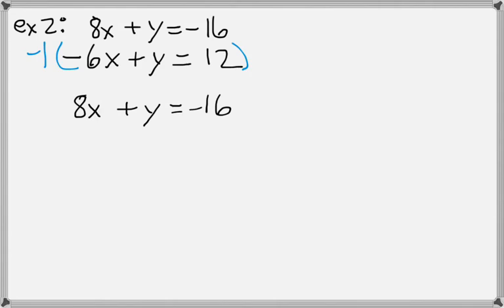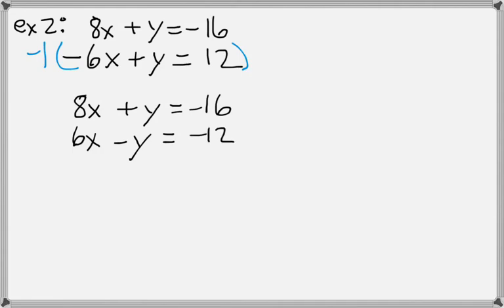That negative 1 needs to be distributed into all 3 pieces of that equation. So negative 1 times negative 6x. We're taking the negative 1 times the negative 6x. That gives us a positive 6x. And the negative 1 times the 1y gives us a negative 1y. Negative 1 times 12 gives us negative 12.